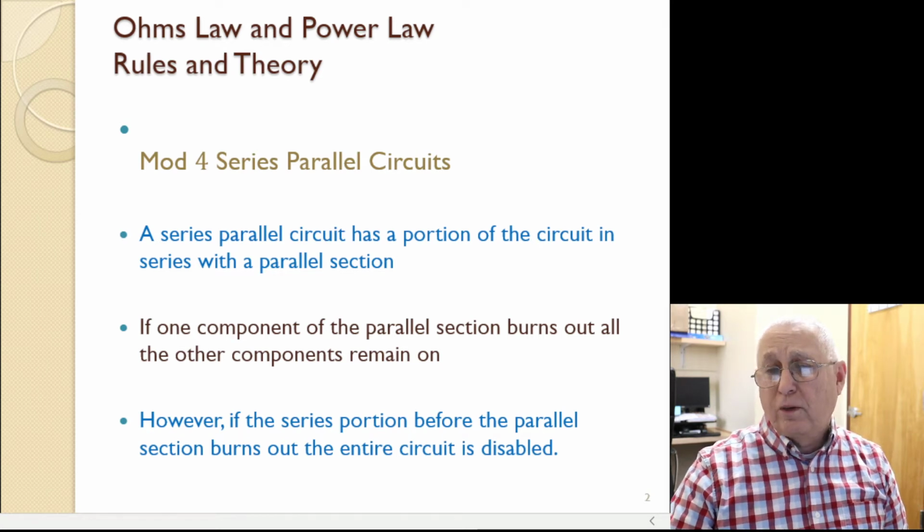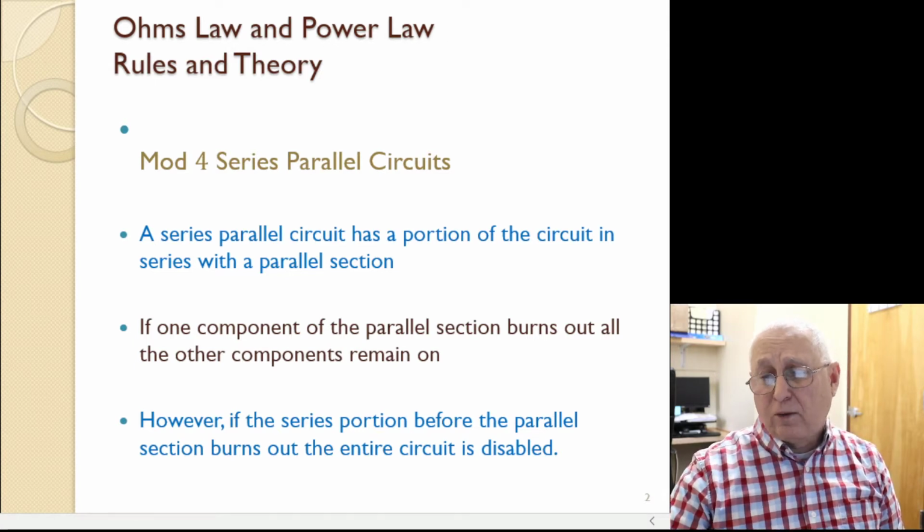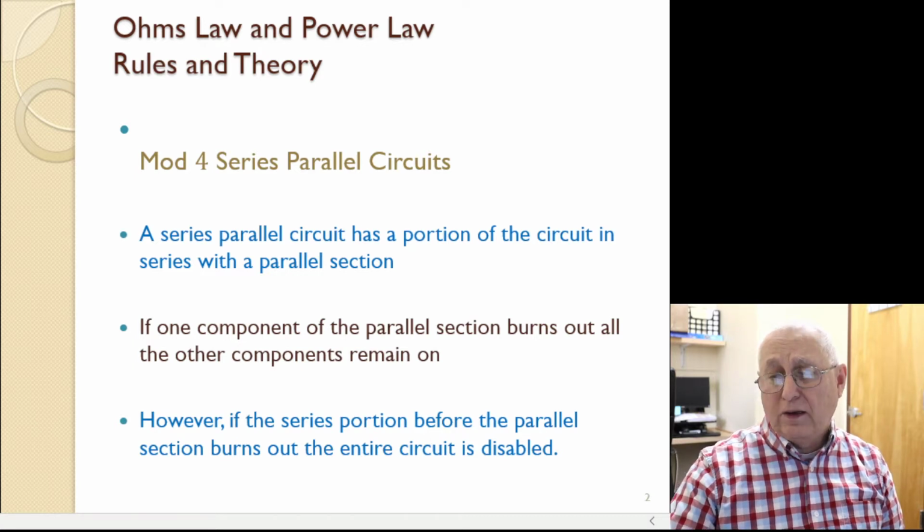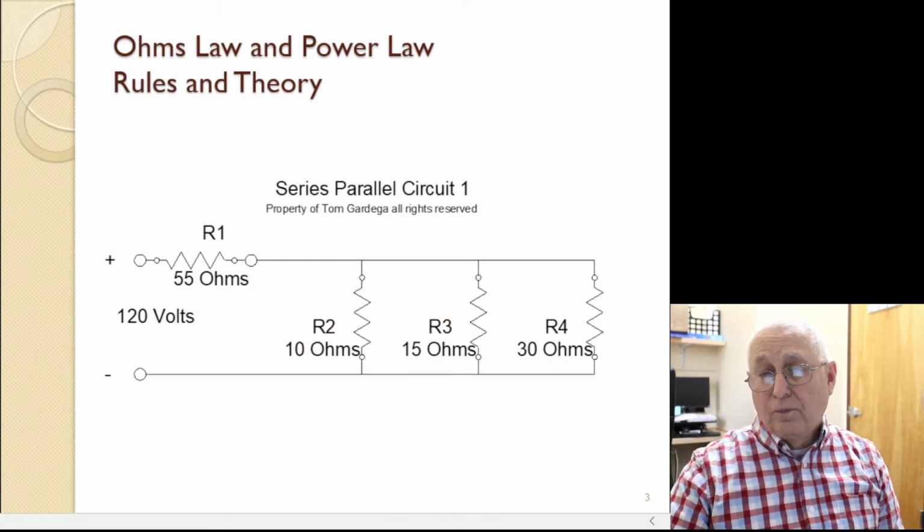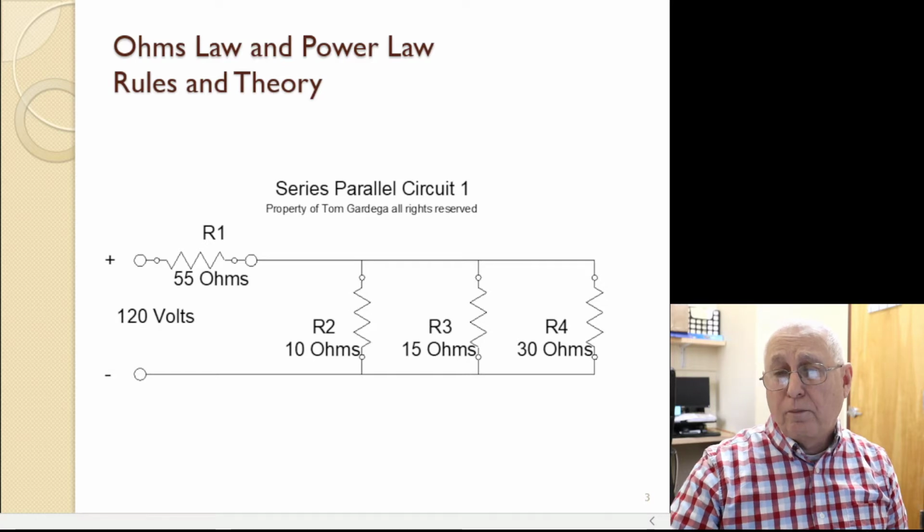A series parallel circuit has a portion of the circuit in series with a parallel section. If one component of the parallel section burns out, all the other components remain on. However, if the series portion before the parallel section burns out, the entire circuit is disabled. This is a typical series parallel circuit.